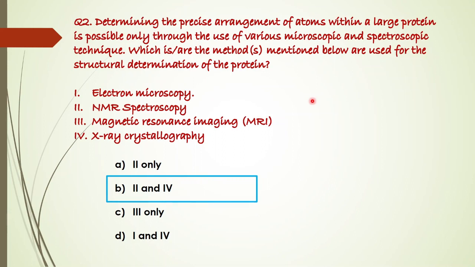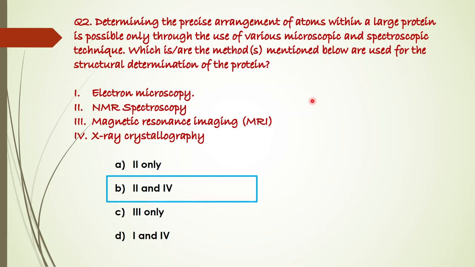With electron microscopy, you can just see the overall structure, if the protein forms some kind of aggregation or other structures. But exact structural determination would never be possible by seeing it, right? So electron microscopy is not the option. The second option is NMR spectroscopy. It is a bit difficult, but it is possible. Many people work in that field. By NMR, 2D NMR and everything, you can actually determine the structures of proteins.